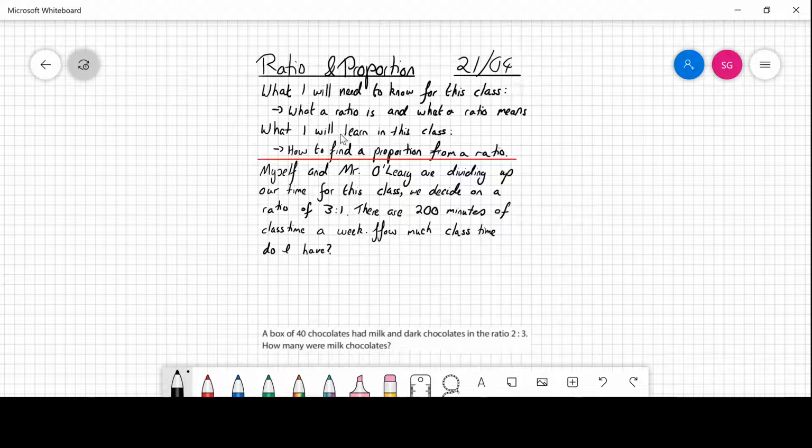And what will you need to know to be able to handle this class? Well, we've only done one thing, understanding what a ratio is and what a ratio means. And what will you learn in class today? Well, how to find a proportion from a ratio. So we've done ratio a little bit, and now we're going to do a little bit of proportion.